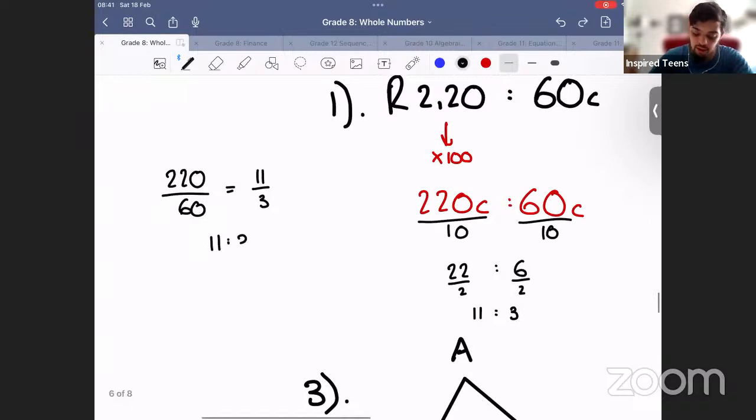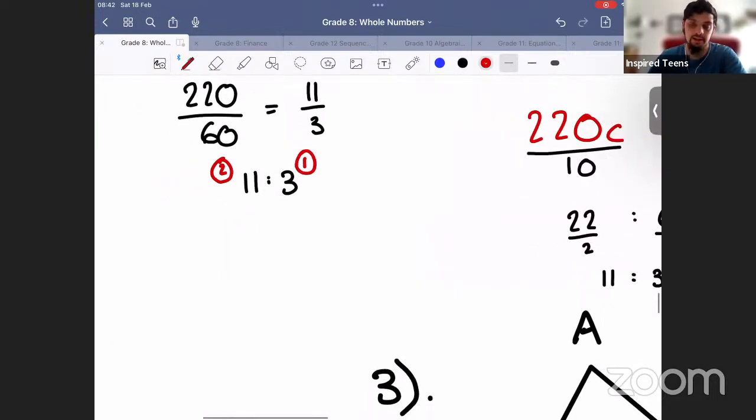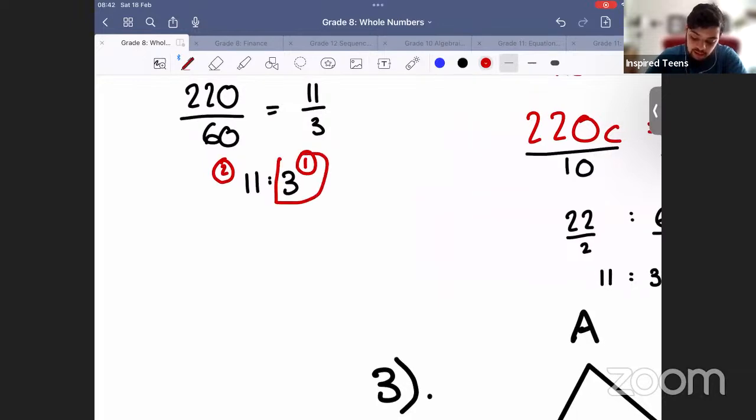So when we talk about ratios, it's basically stating the relationship between the two. So in this case, let's just say this is rands or cents. Let's say this is person 1, that's 3, and person 2, that is 11. It's saying that for every 3 cents that person 1 has, person 2 has 11 cents. There's no 3 people, there's 2. So if person 1 has 3 cents, then person 2 has 11 cents.